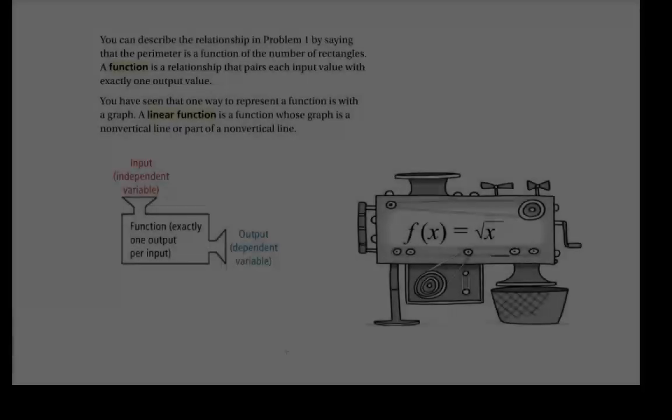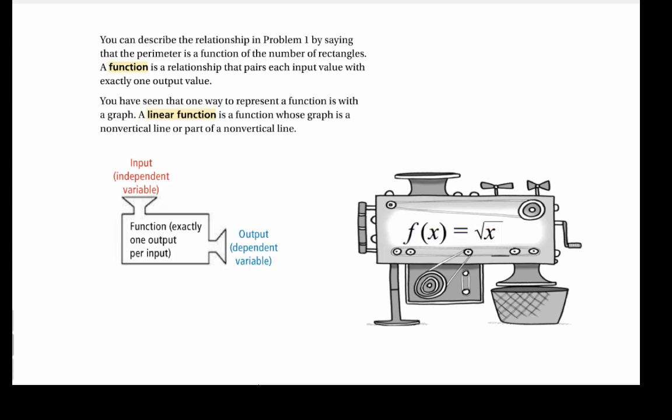All right, let's talk about this a little further here. We can describe the relationship in problem 1 by saying that the perimeter is a function of the number of rectangles. So the dependent variable, we can describe as a function of the independent variable. That might be a new word for you, function. A function is a relationship that pairs each input value with exactly one output value. You have seen that one way to represent a function is with a graph.